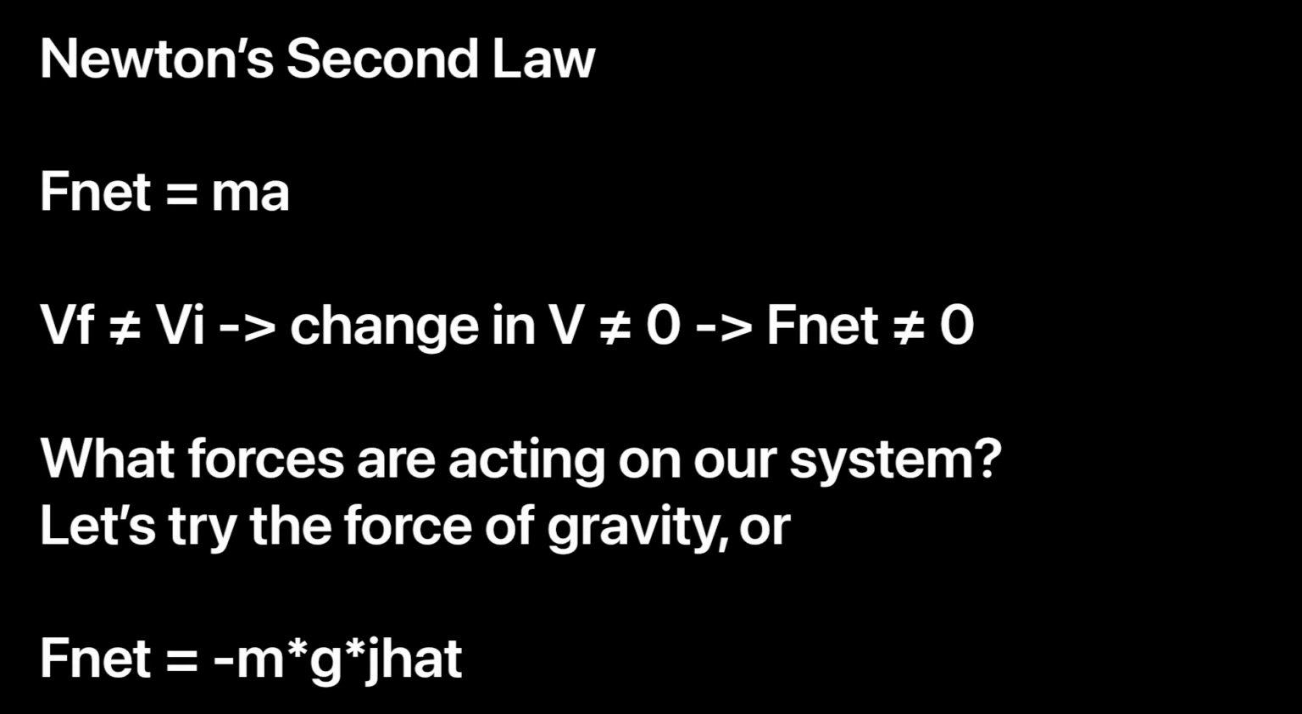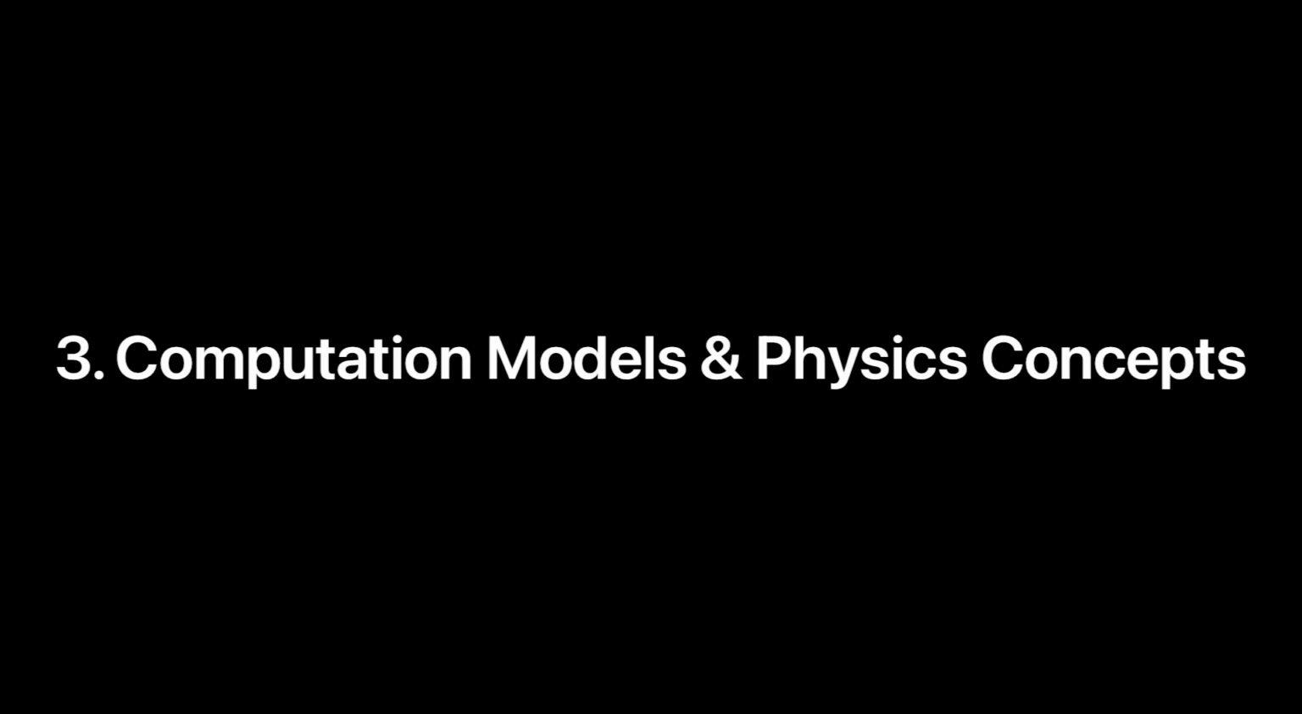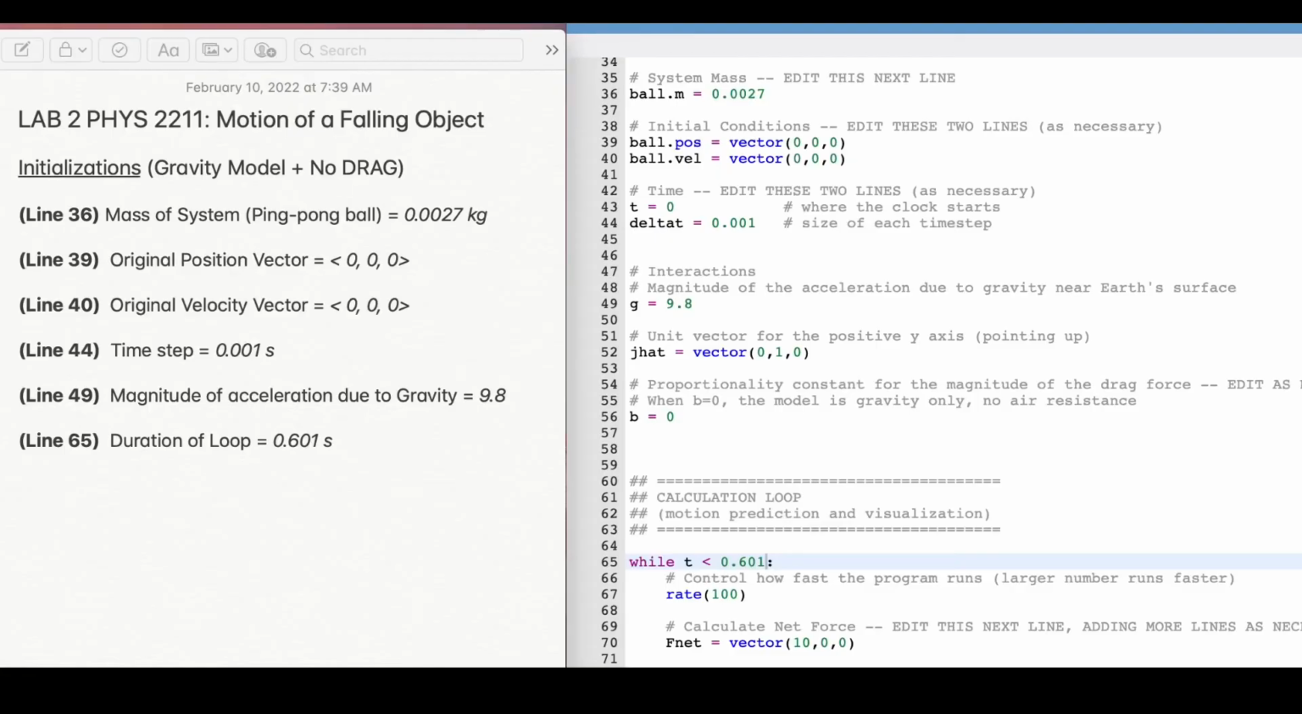Let's test if it is the force of gravity alone, or the mass of the ball times the acceleration of gravity. Let's model the force of gravity on the ball using a computational model. To begin, I must first make some initializations. First, the mass of the ping pong ball is 0.0027 kilograms. I set the original position and velocity vectors to x0, y0, z0 because the object begins at rest. I set the appropriate times as well as the force of gravity.